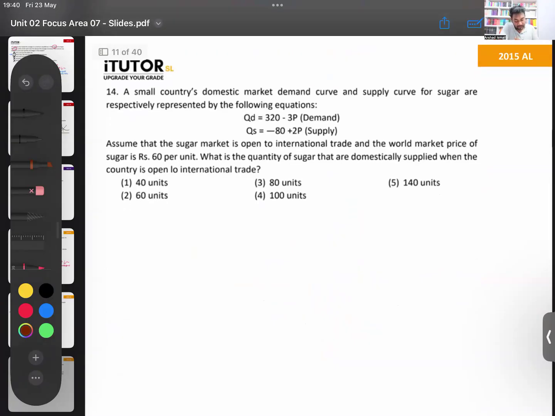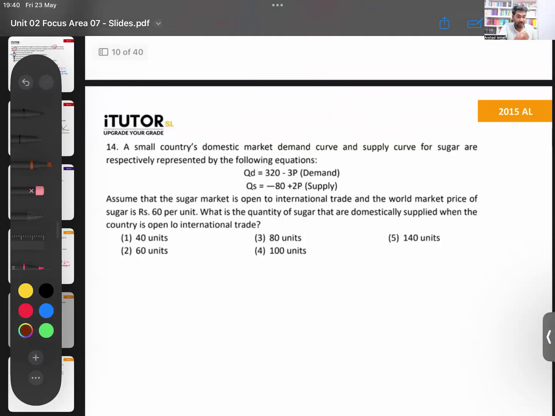They're saying a small country's domestic market, when QD is greater than QS. Answer was 4. When QD is greater than QS, does price increase or decrease? That is when the quantity demanded is greater. That means there is an excess demand. So when there's an excess demand, price will start to go up. That is what happens.